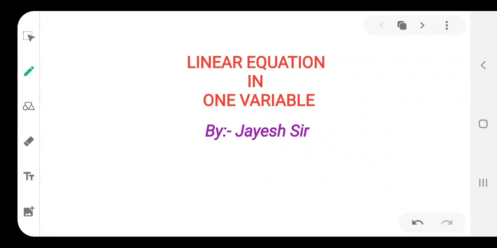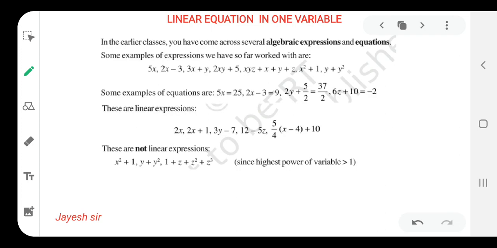Hello friends, today's topic is linear equation in one variable. As we have completed our first chapter, that is rational numbers, this is our second chapter, and the first part of the second chapter, that means linear equation in one variable is our next chapter. So let's see what we are going to study in this chapter first, and what we have already studied in our previous classes.